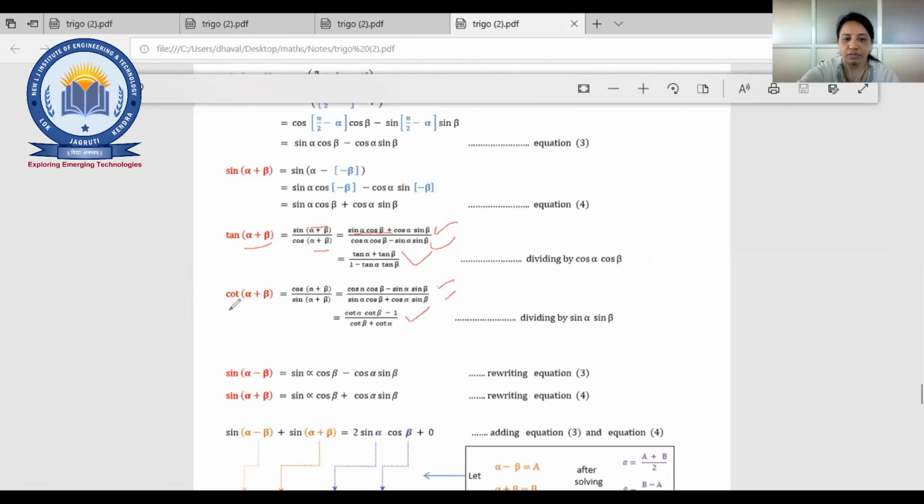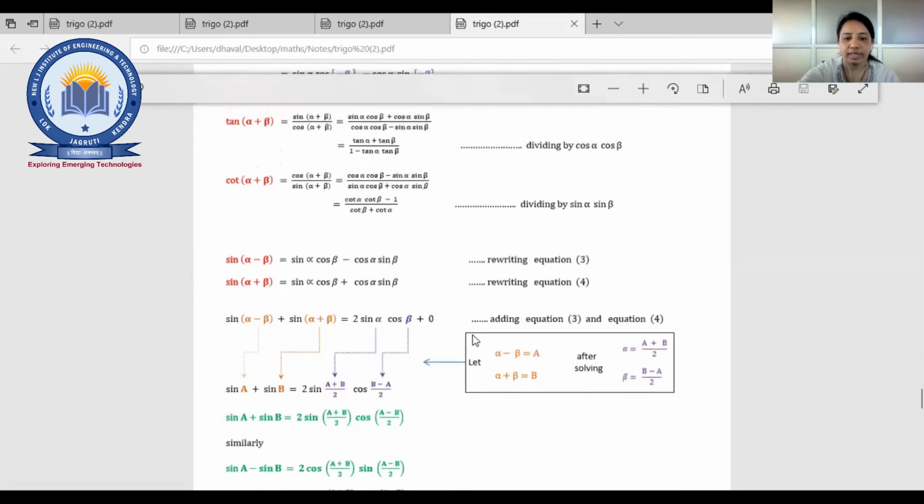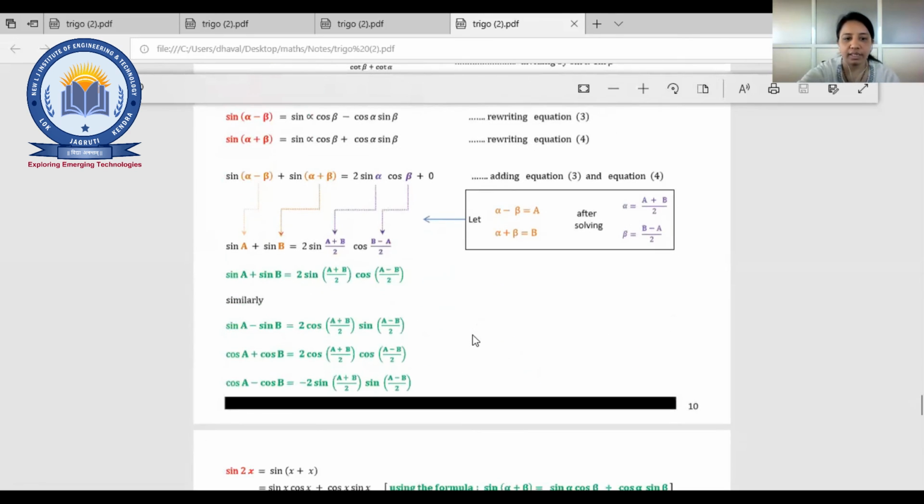Now for the cot, in the same way you can write cos upon sine. We know the basic equations of cos alpha plus beta and sine alpha plus beta, so you can go for that. Fine. In that way you can get tan and cot.